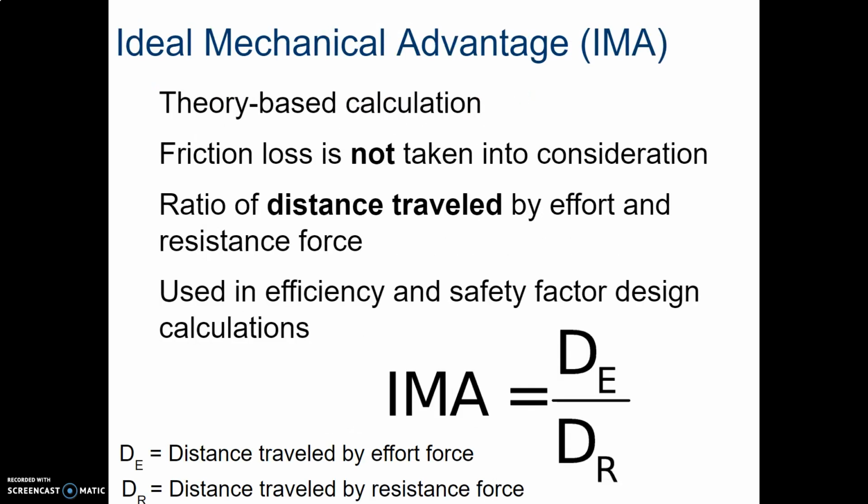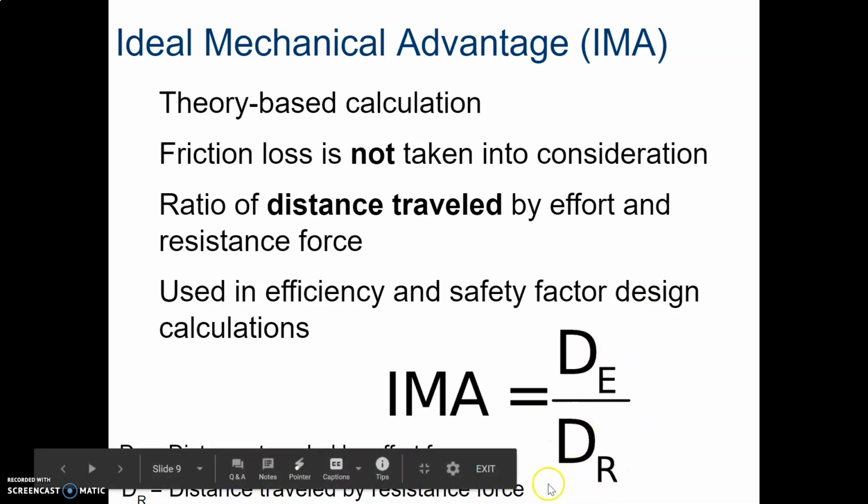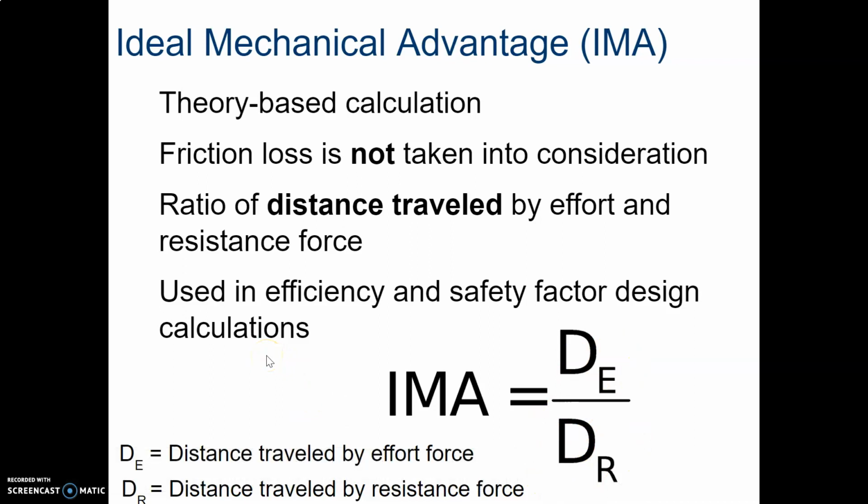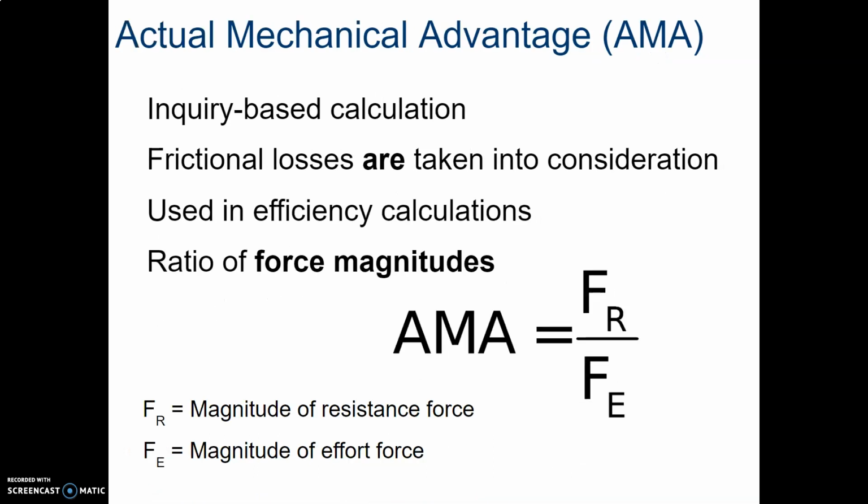So there are 2 types of mechanical advantage calculations. There's ideal mechanical advantage. This is a ratio of the distances that are traveled by your effort and resistance. We use the symbols D sub E and D sub R for distance effort and distance resistance. It's used in efficiency calculations and safety calculations. It's a theoretical calculation because it doesn't take into account things like friction. So there you go for IMA.